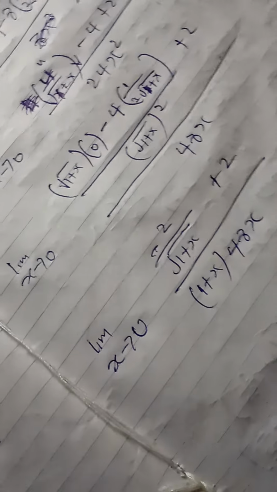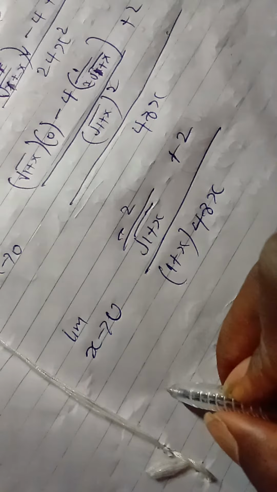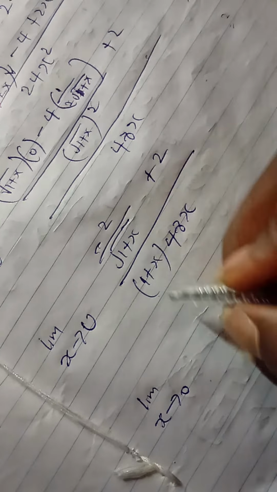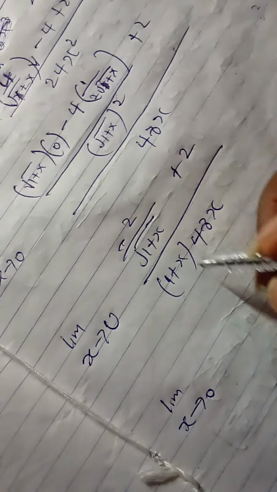So at the end of the day, we are going to differentiate for the last time. Are we together? Now the third time using L'Hopital's rule, it's going to give us the limit as x tends to 0 of what? This fraction, quotient rule.